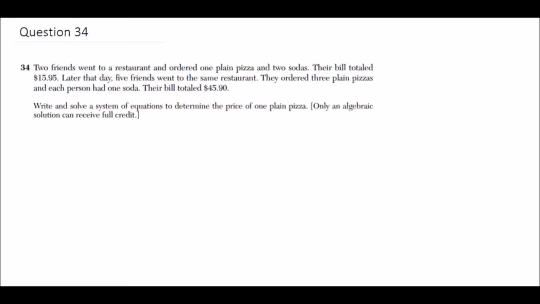Okay, this is question number 34 on the January 2017 Common Core Algebra 1 Regents. And this is a pretty common cost problem. We have a system of equations, one where we have one plain pizza and two sodas, and that cost $15.95. Let's call the pizza P and the soda S. So we could say P plus 2S is $15.95. The cost of one pizza plus two sodas is $15.95.